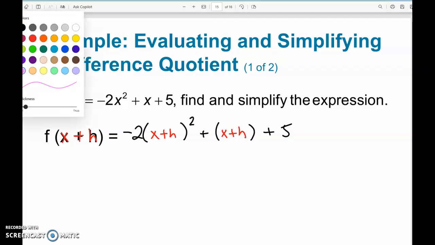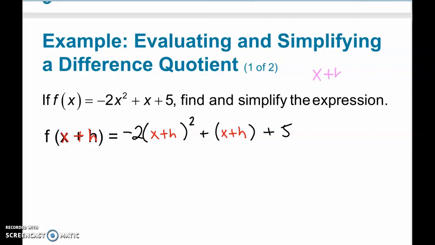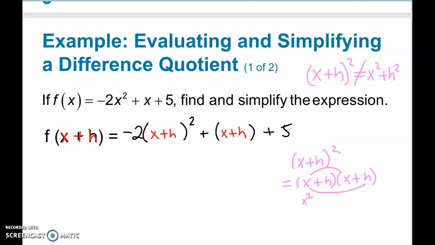This x plus h squared, I'm just going to do it to the side here, does not mean x squared plus h squared. That is not what this equals. What we have to do is x plus h squared is the same as taking this x plus h and multiplying it by itself twice. So we have to do what's called FOIL. Multiply the first 2 together, multiply the outside 2 together, the inside 2, and then the last 2.